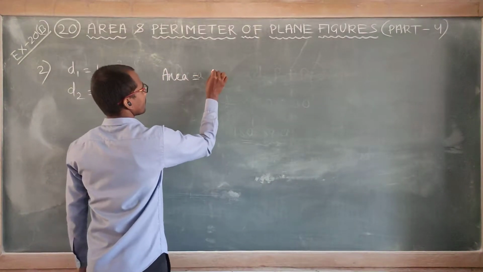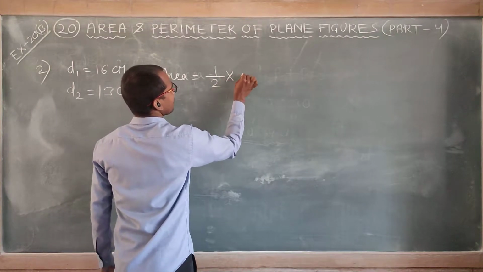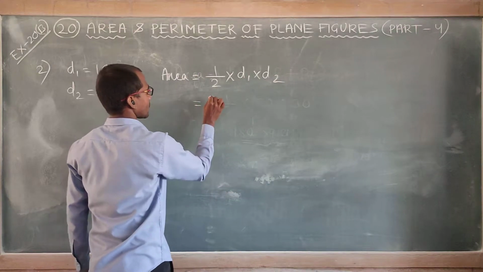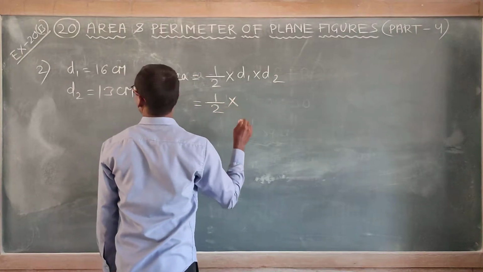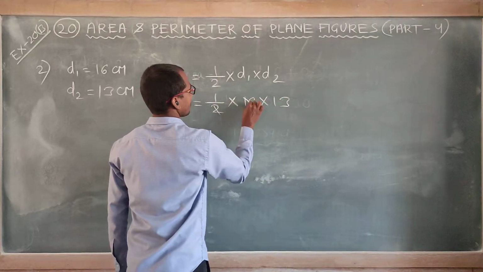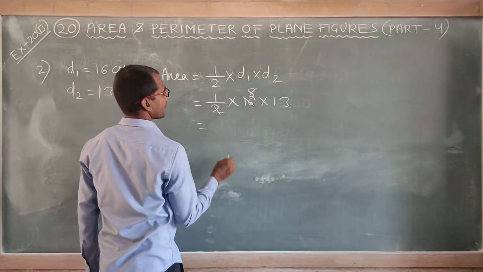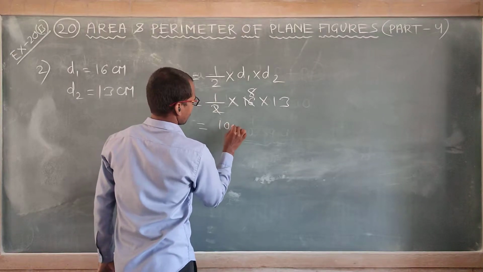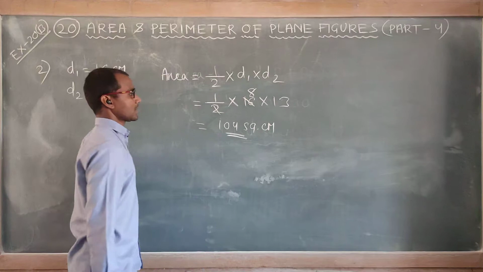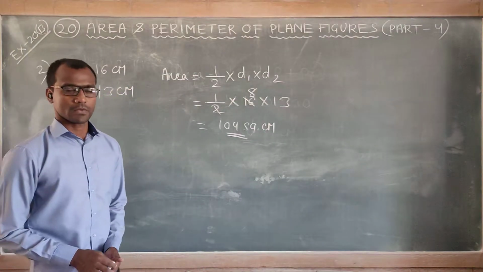Area is equal to, in such a case, half into D1 into D2, because the diagonals are perpendicular to each other. 1 by 2 into 16 into 13, 2 into 8 is 16, so 104 square cm. 8 into 13 is 104 square cm.